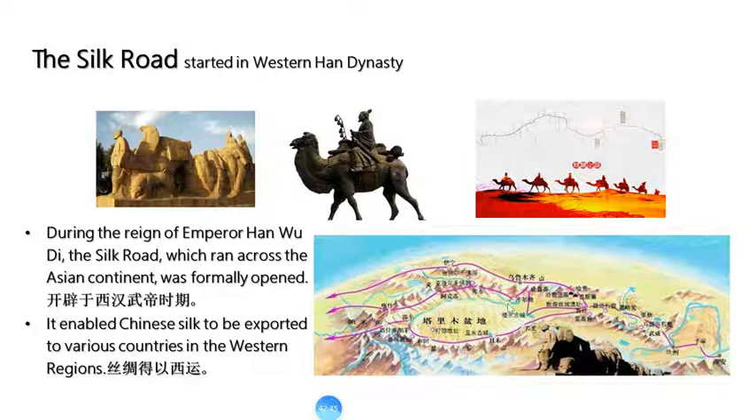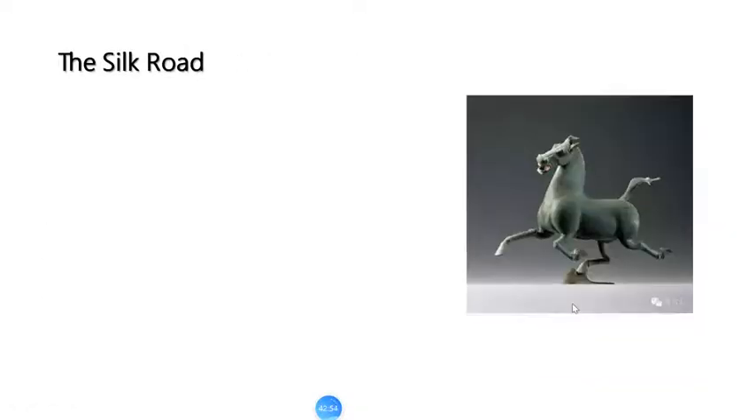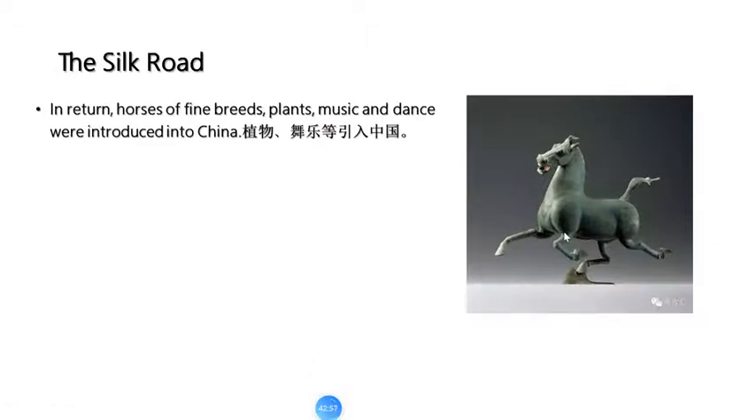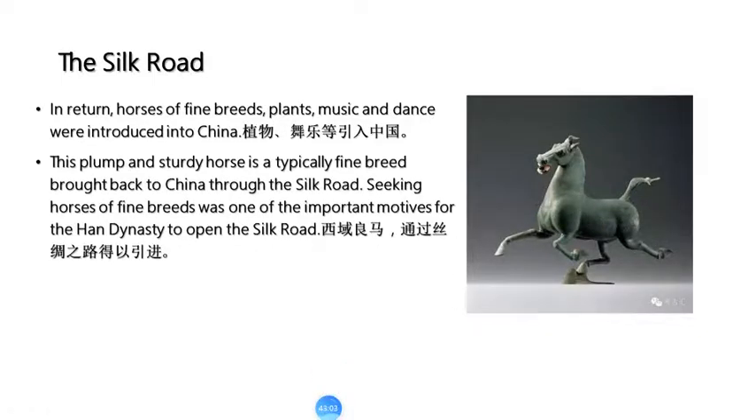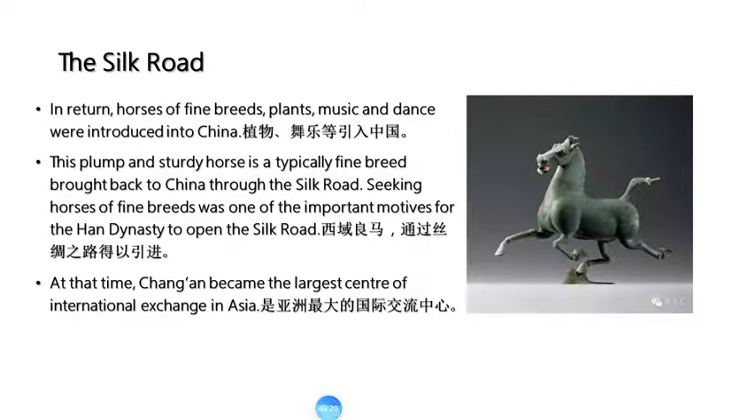It enabled Chinese silk to be exported to various countries in the western regions. In return, horses of fine breeds, plants, music, and dance were introduced into China. This plump and sturdy horse is a typical fine breed brought back to China through the Silk Road. Seeking horses of fine breeds was one of the important motives for the Han Dynasty to open the Silk Road. At that time, Chang'an became the largest center of international exchange in Asia.